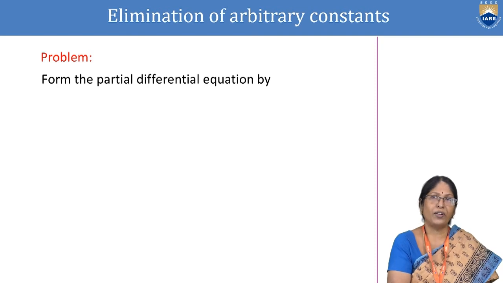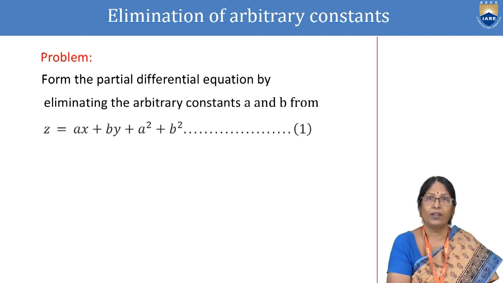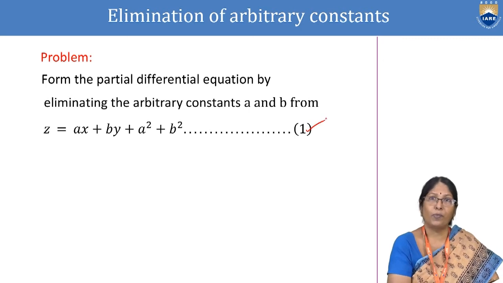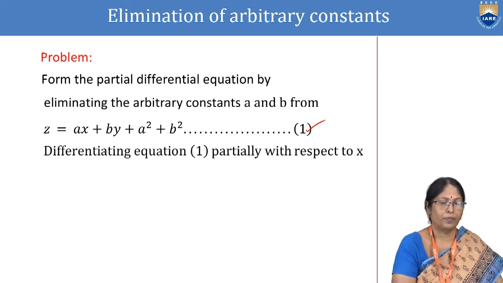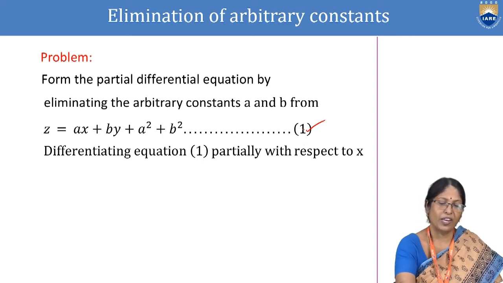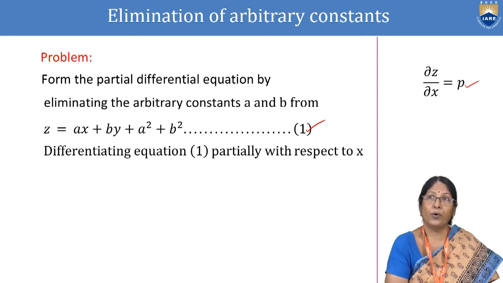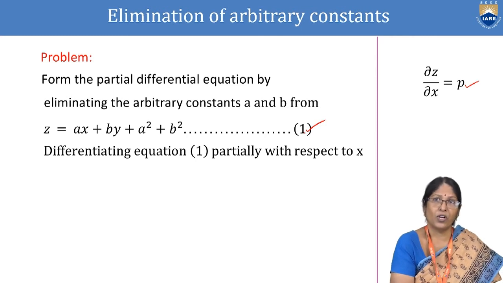Now, form the partial differential equation by eliminating the arbitrary constants a and b from z equal to ax plus by plus a square plus b square. This we have to do. First, this given equation we are naming as 1. The notations we already discussed: dou z by dou x equal to p. Now we are differentiating this equation 1 partially with respect to x.